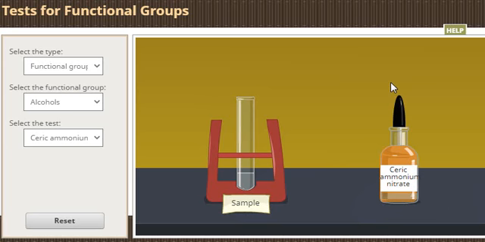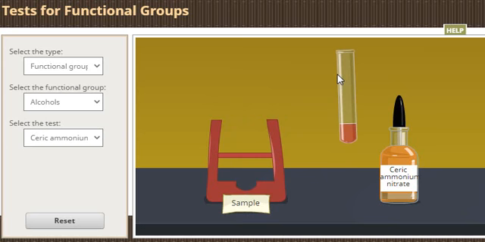Now in this test, take a few drops of ceric ammonium nitrate and put them inside the sample. Now what happened? The pink, the red color appears. The red color appears, which proves that the alcoholic group is present in this sample, or this sample is of alcohol.